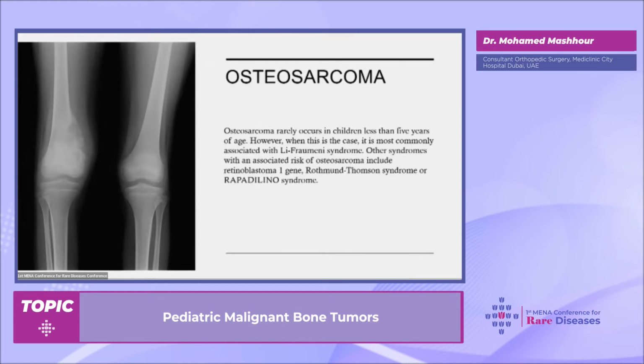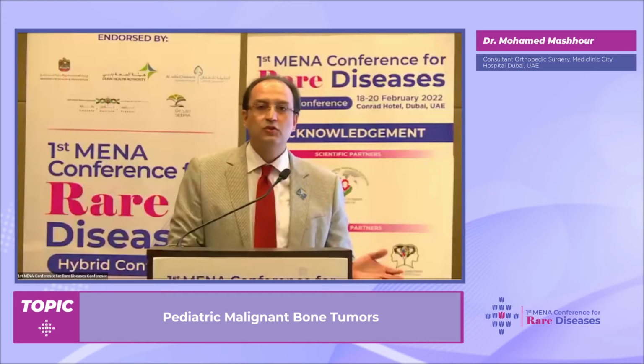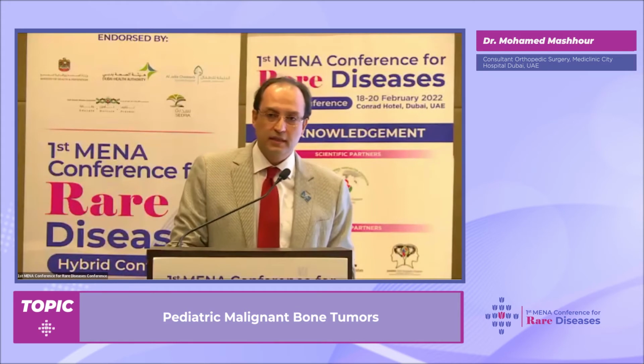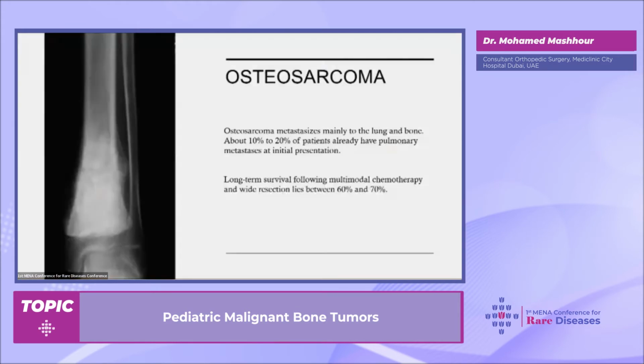It rarely occurs in children below 5 years of age. However, in this case, we have to diagnose it, we have to confirm it. It's usually associated with some syndromes or genetic mutation, but the common presentation is usually starting from the 2nd decade of life. Osteosarcoma metastasizes mainly to the lungs, okay? Second to the lung is the bones.